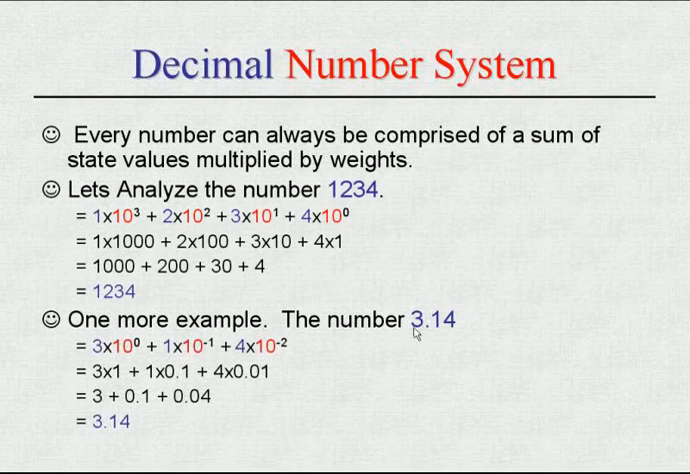Another example is with decimals. If you had 3.14, the exact same thing applies. We have 3 times 10 to the 0, 1 times 10 to the minus 1, and then 4 times 10 to the minus 2. 10 to the 0 is 1, 10 to the minus 1 is 1 divided by 10, which is 0.1, and 10 to the minus 2 is the same thing as 1 divided by 10 squared, which is 0.01. Again, we can add up all these pieces and we get 3.14.